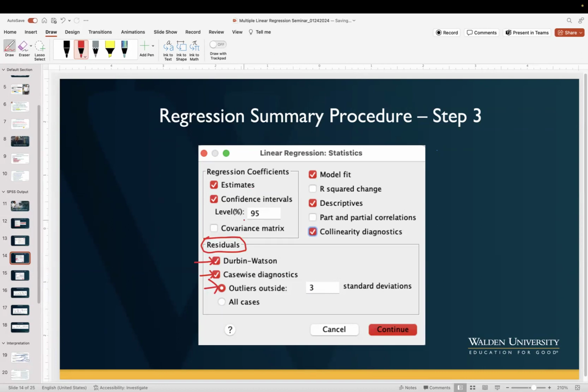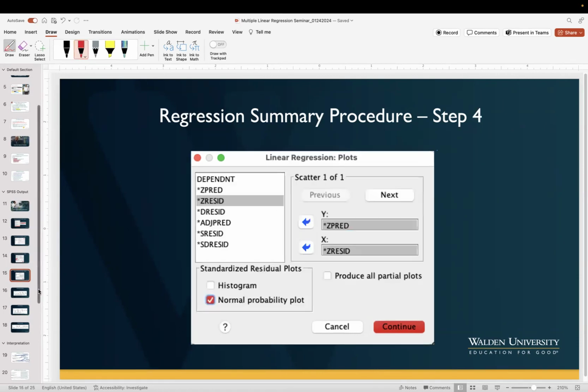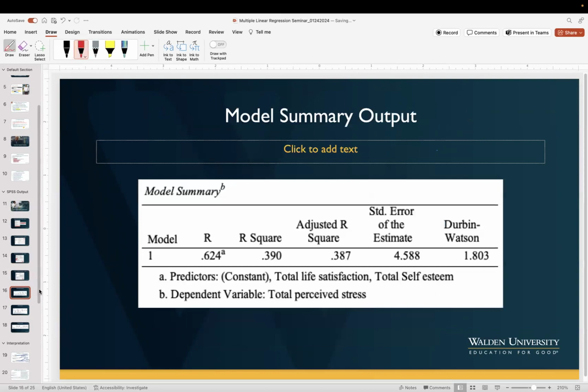This is one of the places where those assumptions are handled. To assess a lot of these assumptions, all you're going to be doing is clicking the appropriate button, and then we need to know, okay, what is the Durbin-Watson going to tell me? What is the casewise diagnosis going to tell me? And that should make sense to you. Now, there's also a plot that you're going to produce, and we'll look at that. After that, you're going to get output. This is where we want to focus.